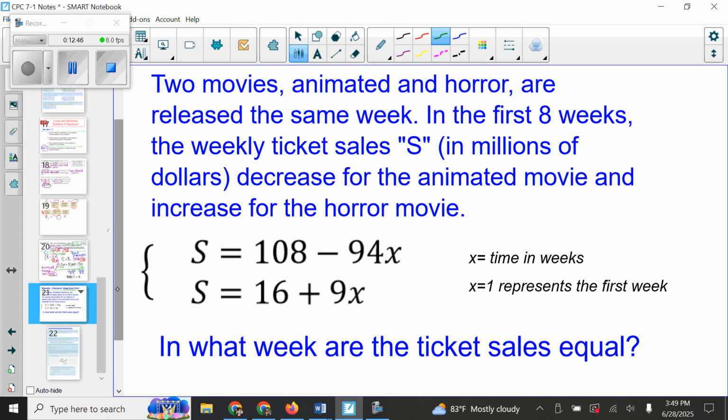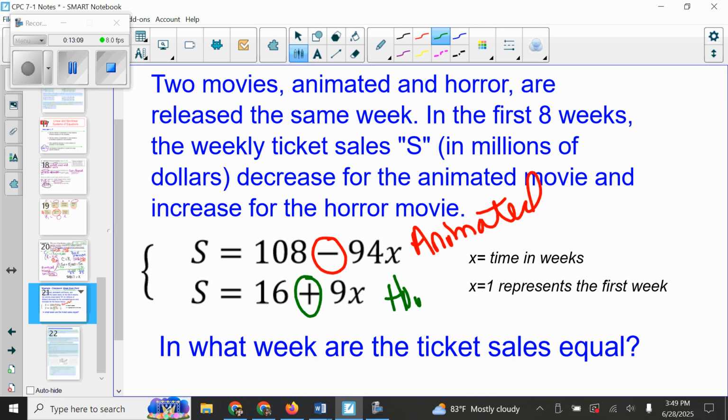Can you tell which one is the horror film and which one is the animated by the equations? Think about what each of them are doing. Pause the video and see if you can jot that down. All right, so which one is decreasing? Which one is the value going down? Well, look for the one that's subtracting. That must be the animated then, because that one is decreasing each week. And the one that is being added, its revenue is going up, must be the horror film.